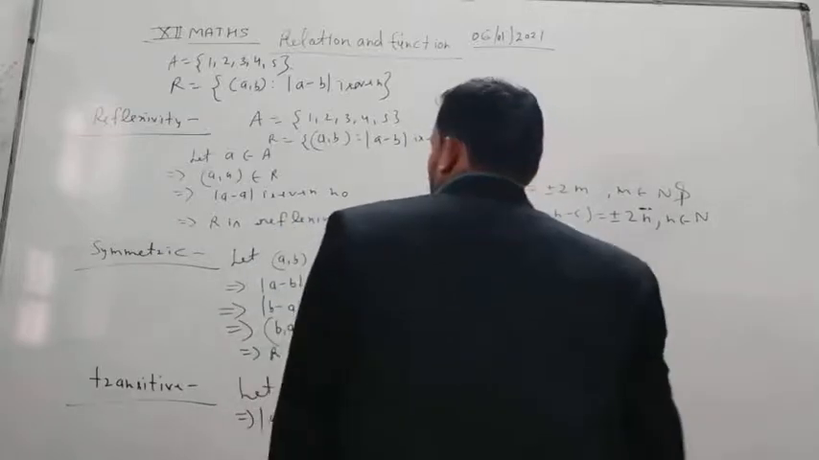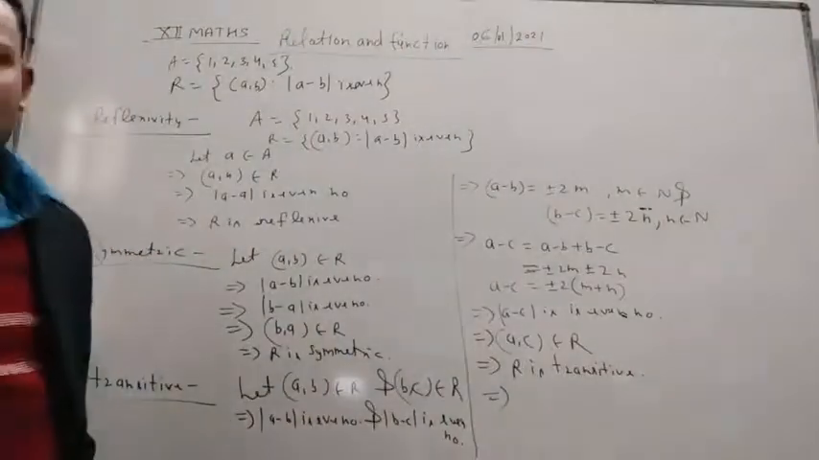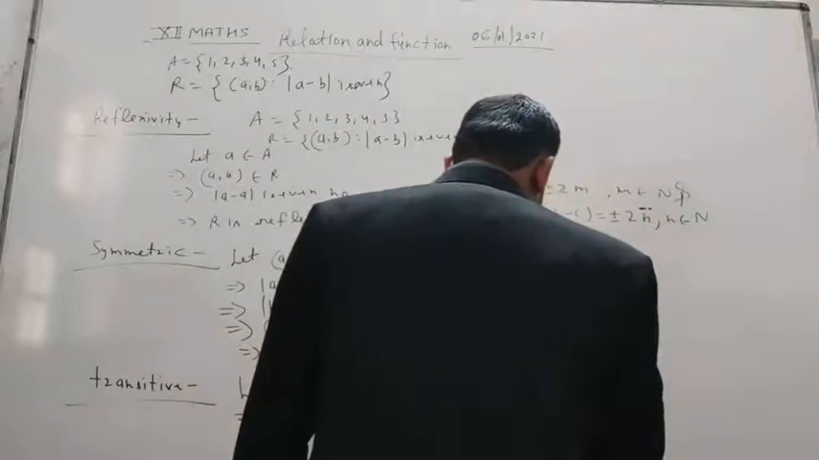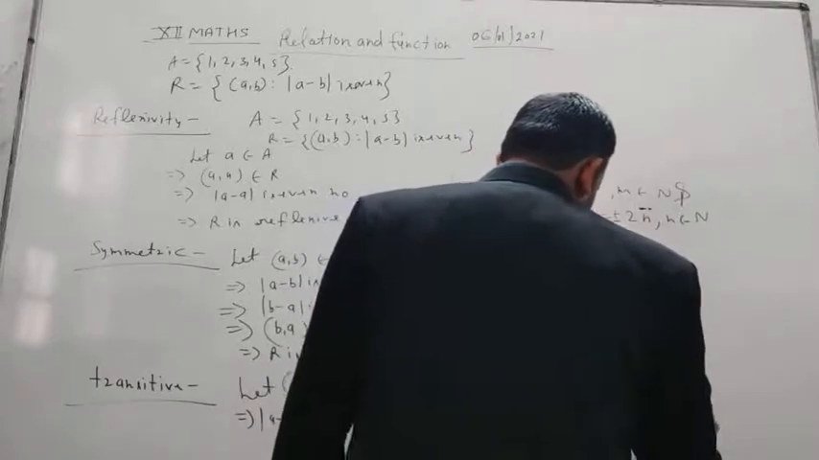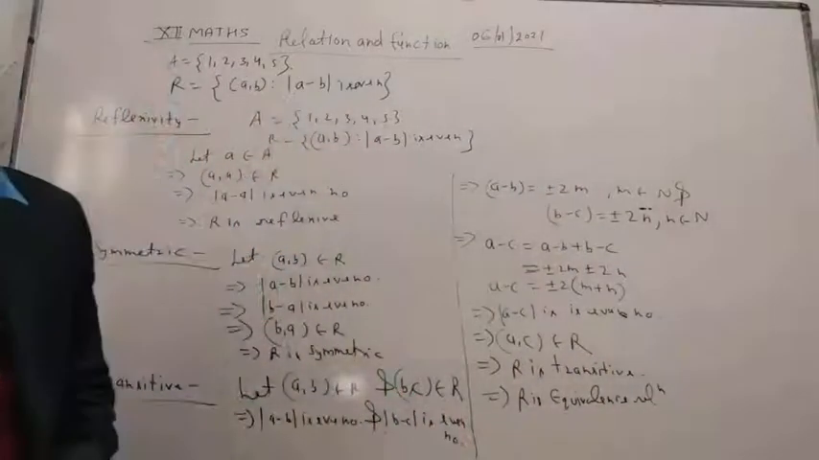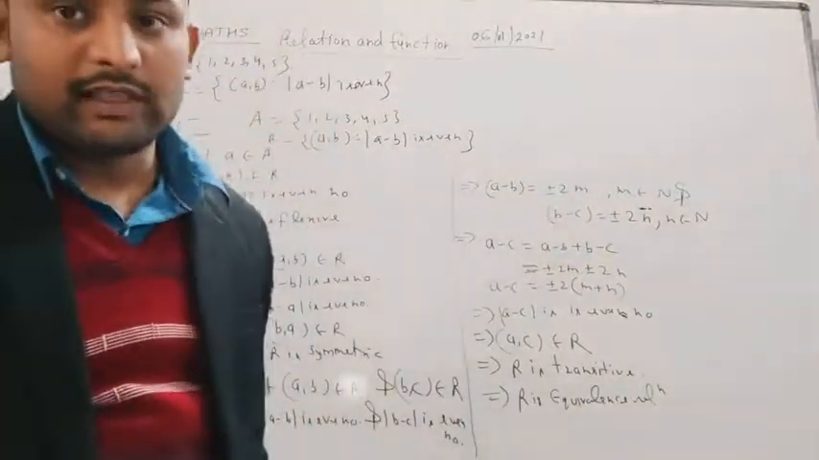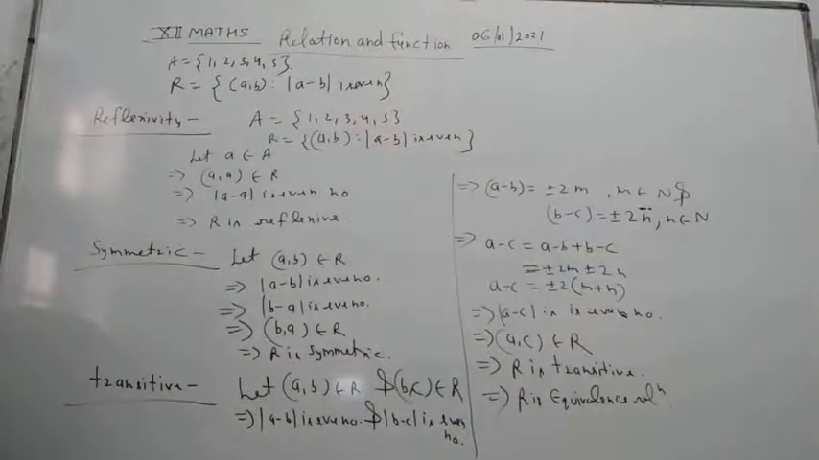So our relation is reflexive, symmetric and transitive. So on the basis of these three, we can say that R is an equivalence relation. Okay, student. On the basis of this, we can say that R is an equivalence relation.